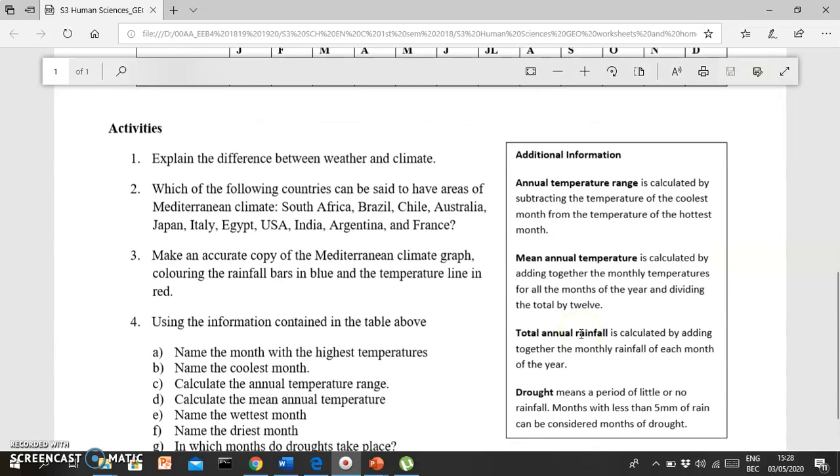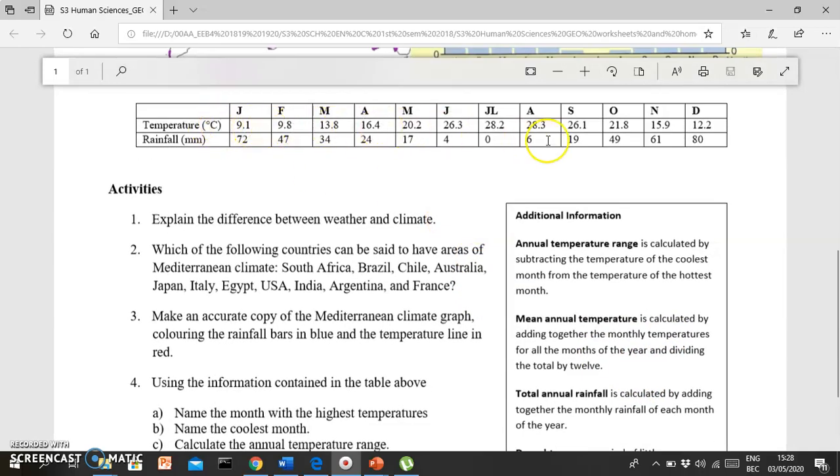Now, the mean annual temperature, you get this by adding together all the temperatures for each month. So you add them all up and then you divide the result by 12 because you have 12 months in a year. So that's the mean or the average annual temperature of a particular place. Again, you add up all the temperatures for each month, and that outcome you divide by 12. Once you do that, you get the mean annual temperature.